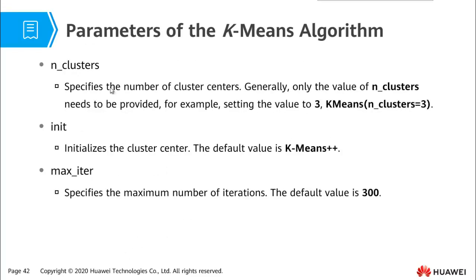In the k-means clustering algorithm, there are several important parameters. The first parameter is nCluster, which specifies the k-value. The init parameter indicates the initialization method of the initial cluster center, and the k-means++ method is selected by default. Maxiter indicates the maximum number of iterations, that is, the number of iterations during cluster calculation.